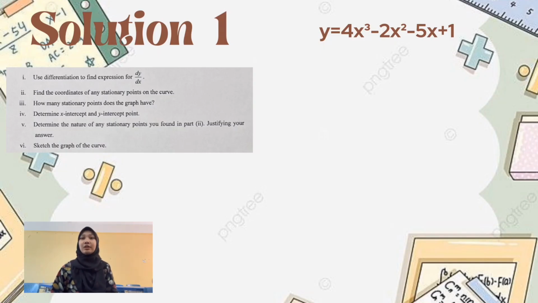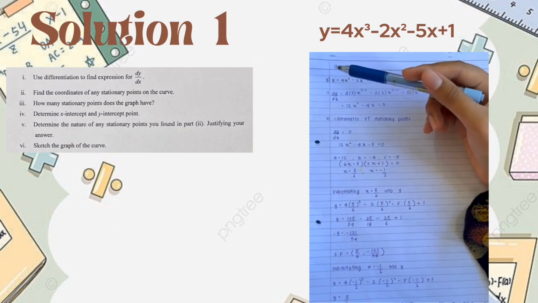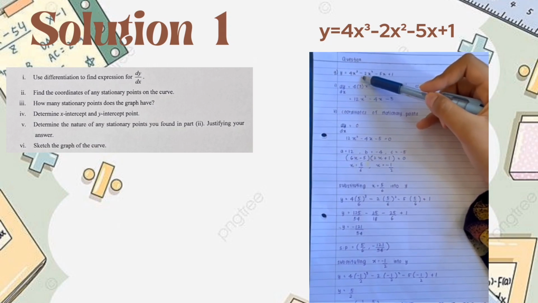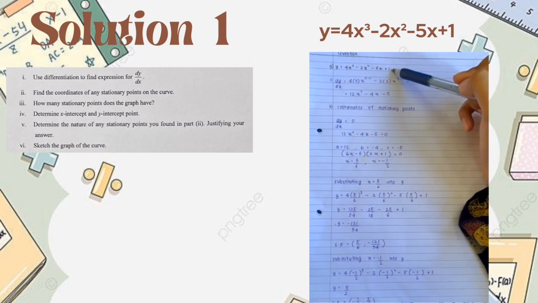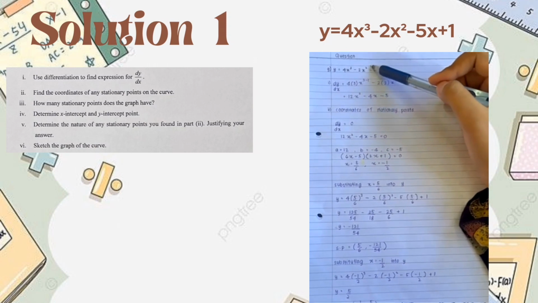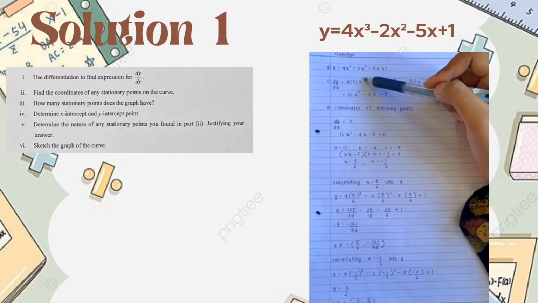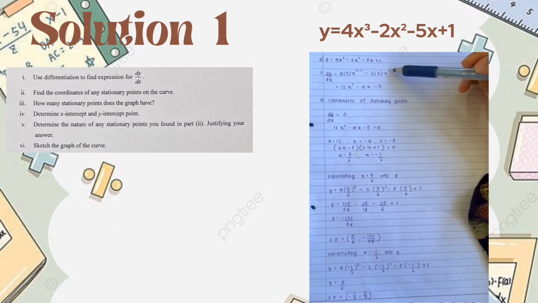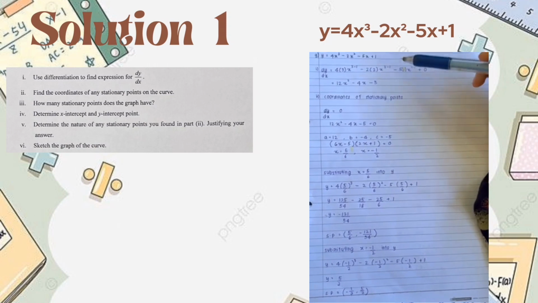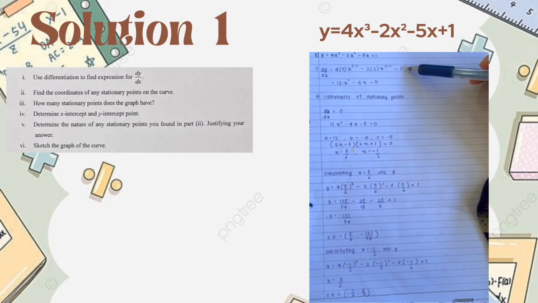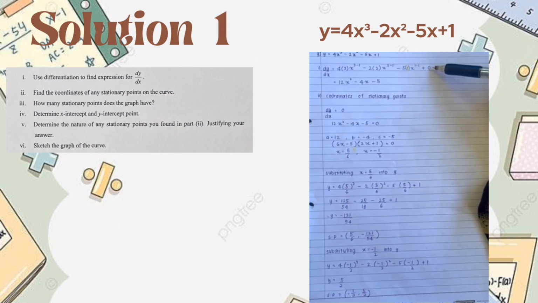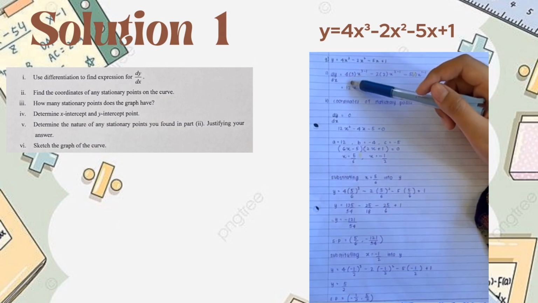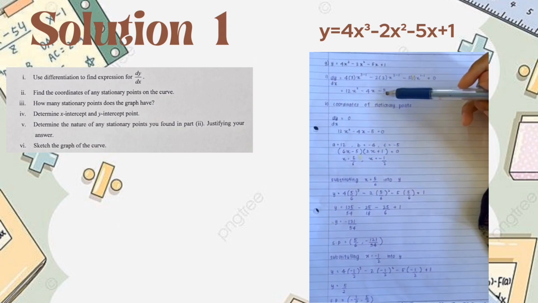Now I will explain a solution for question G. Okay, so this is the question. The question given is y equals 4x cubed minus 2x squared minus 5x plus 1. First, we have to differentiate. Then we get 4 times 3x to the power of 3 minus 1, minus 2 times 2x to the power of 2 minus 1, minus 5 times 1x to the power of 1 minus 1, plus 0. We get 0 because 1 is a constant. We get the answer dy/dx is 12x squared minus 4x minus 5.